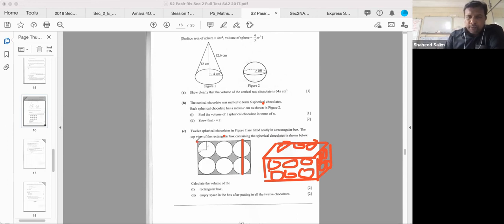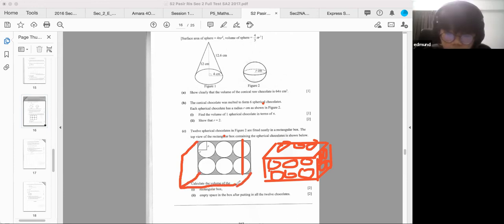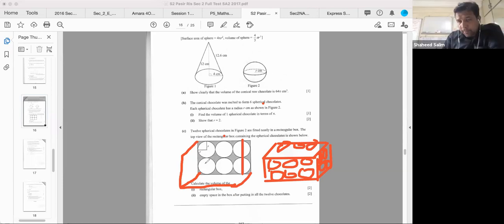So you can see, I try to draw like that. Isn't that the top view? Yeah, this is the top view. So you have one more set of balls below. You're going to have 2 of this.